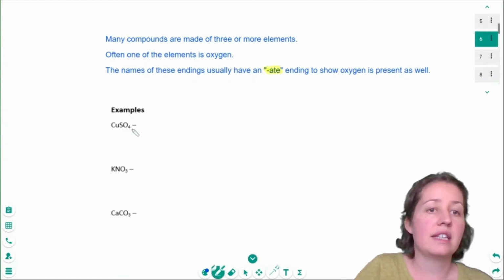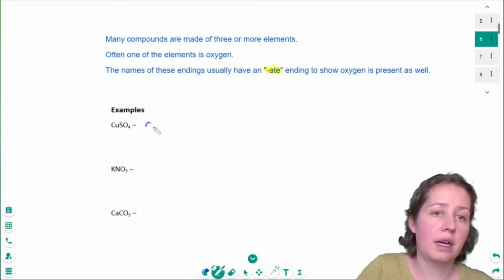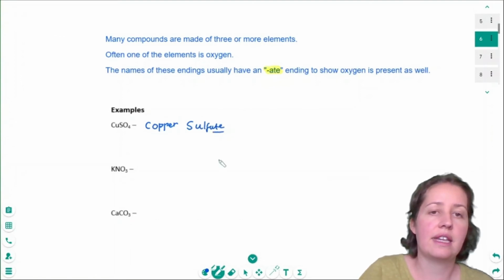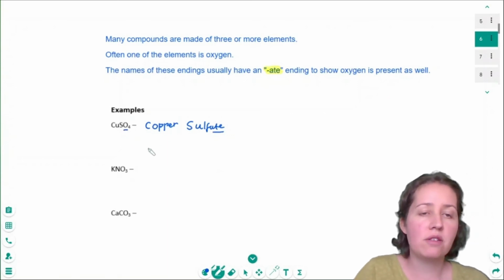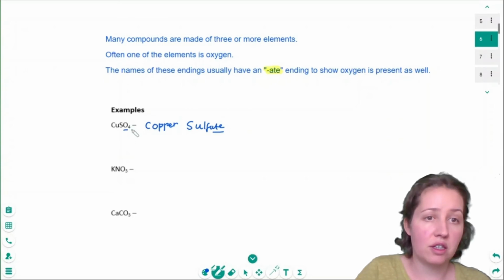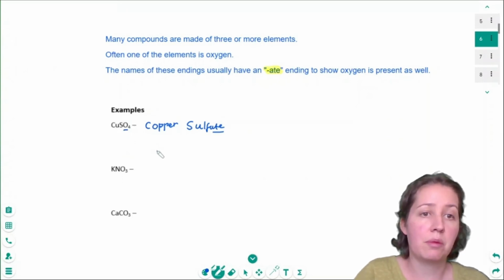So CuSO4, we have copper. If it was just sulfur, it would be sulfide, but now to show that we have oxygen present as well, that becomes copper sulfate. Okay, the ending is "-ate", which shows the presence of the oxygen. What isn't reflected in the name is how many oxygens there are, and there are examples of these that you just have to learn, but that will come in the formula video. So we ignore that for now.